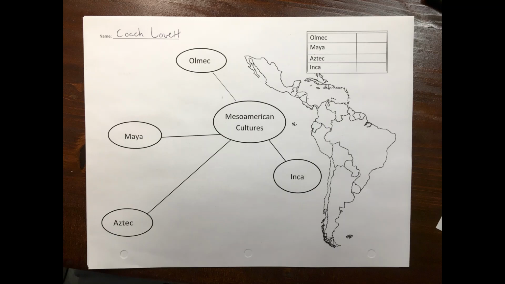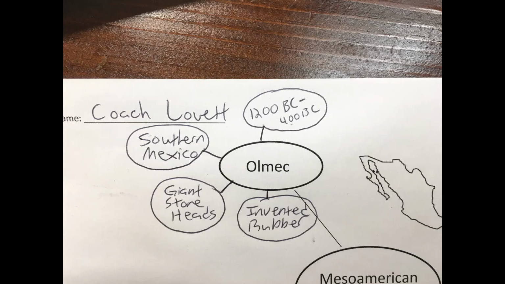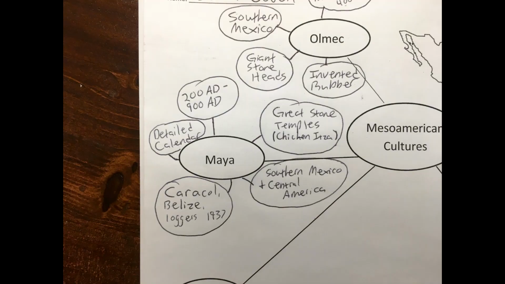Now, as I move into each specific subtopic, I put their general time frame, their general location, and then any other specific info. For instance, the Olmec are known for carving these giant stone heads, the size of a massive boulder, but it's a human head. The Mayans, same thing, general time frame and location. And then I mentioned Chichen Itza, which is one of their most famous stone temples.